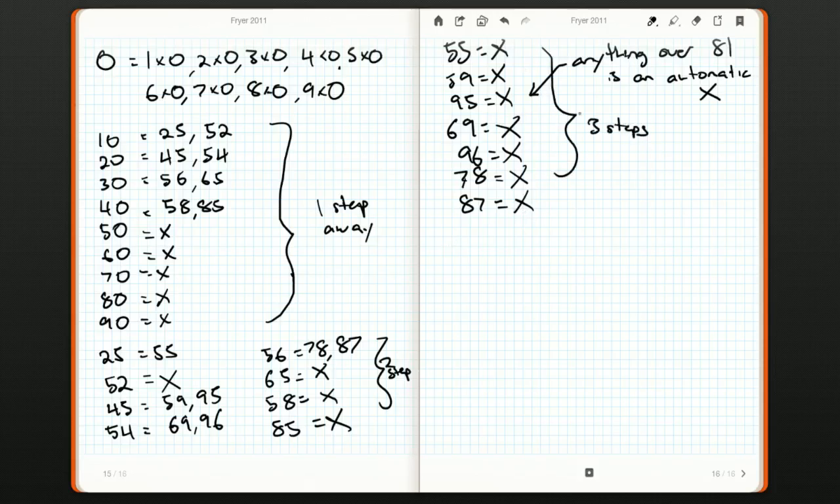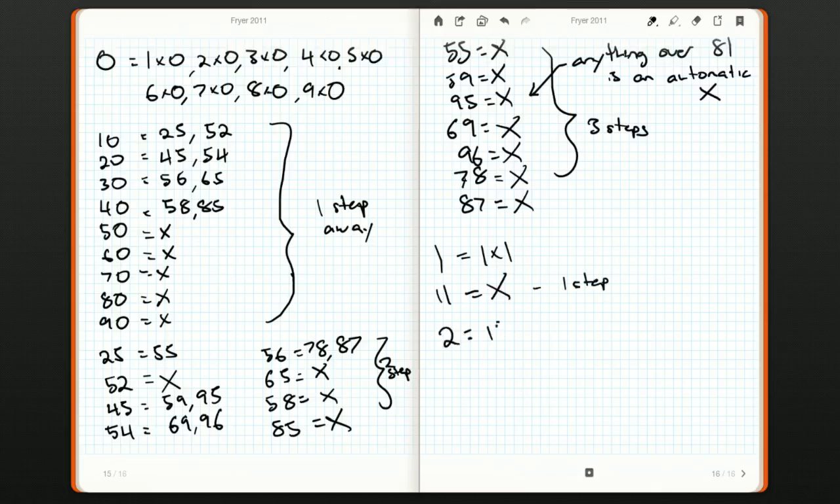So these guys all stop at 0 after 3 steps. Okay, that's fine. So 0 won't work. How about 1? Well, 1 is 1 times 1. And 11 is a big ol' X. So that's just 1 step.